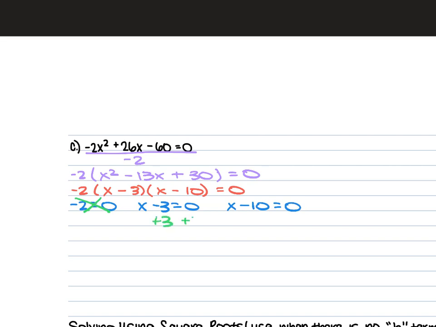The x minus 3 is equal to 0. Add the 3 to both sides. We get x is equal to 3. For the 10, add it to both sides, and we get that x is also 10. So 3 and 10 are our solutions.